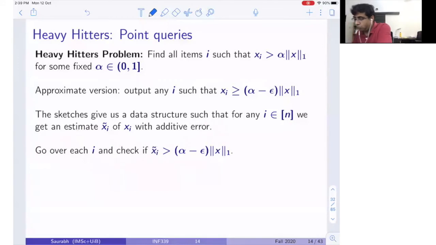Okay, so what is one trivial algorithm? I can go over each i and check if xi tilde is at least alpha minus epsilon times the norm of x 1 and output it. So what is the problem with this algorithm? Space wise, it is not taking anything, right? You can generate xi tilde on the fly, right? So it's perfectly fine. But what is the issue with this algorithm?